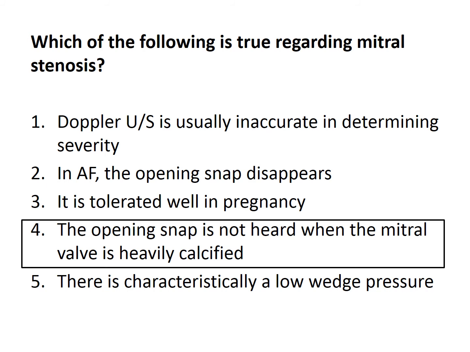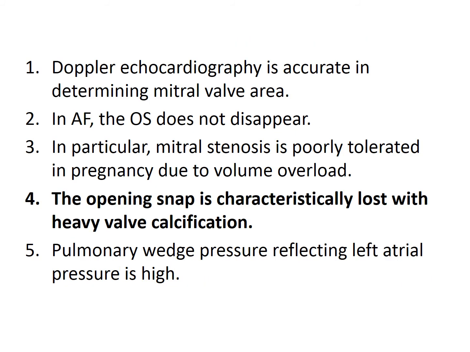All the other statements are false. As a matter of fact, Doppler echocardiography is accurate in determining mitral valve area and consequently it is accurate in grading severity of mitral valve stenosis. In atrial fibrillation, the opening snap does not disappear. In particular, mitral stenosis is poorly tolerated in pregnancy due to volume overload, especially in the second and third trimester of pregnancy. The opening snap is characteristically lost with heavy valve calcification. Pulmonary wedge pressure, which reflects left atrial pressure, is high and not low in mitral stenosis.